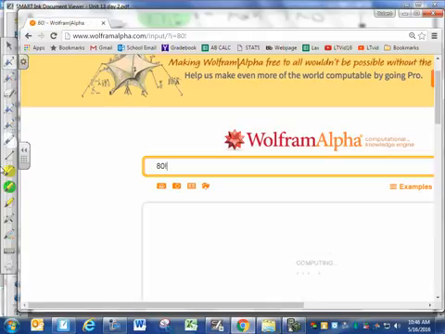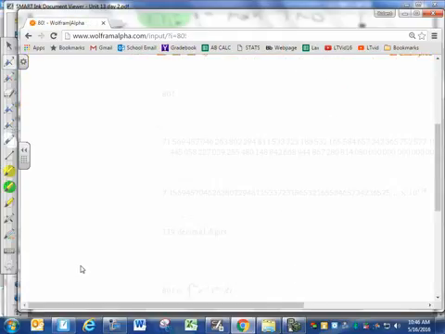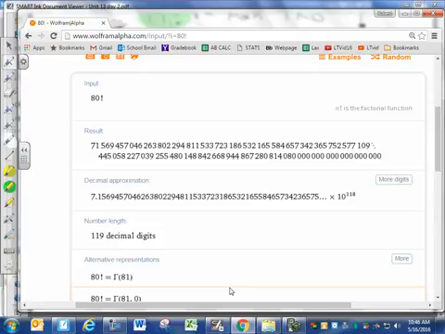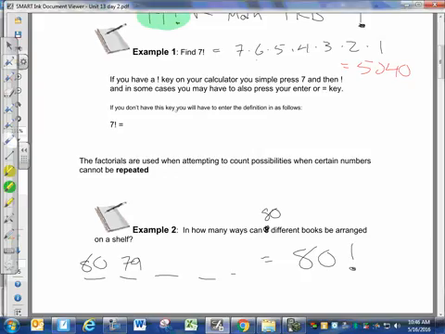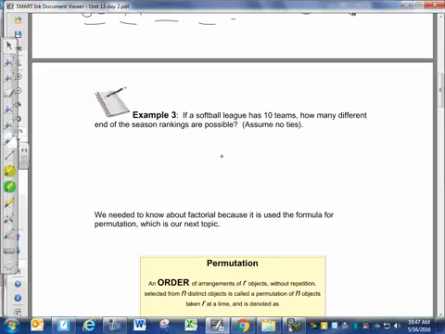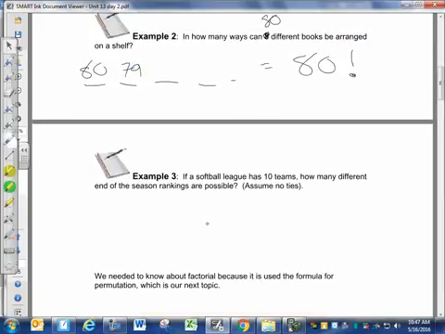80 factorial is this number. Okay? So there you go. 7.15 times 10 to the 118th. That's a lot of different combinations of books. Maybe just go with alphabetical order. Make it easy on yourself. No, the answer is 80 factorial. That's what I just said. We can use this notation for our answer.